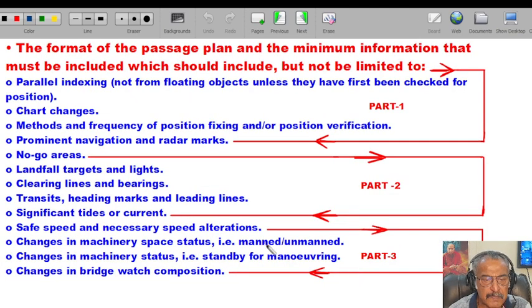Just to sum up, the first part was parallel indexing or CIR, which is not to be taken from floating objects, chart changes, methods and frequency of position fixing and of position verifications, and prominent navigation and radar marks. This was lecture number 53, part 1. In 54, I'll be going down the rung this way: no-go areas, landfall and lights, flaring lights and lines and bearings, transit heading marks and leading lines, and significant tides or currents. So I will be coming back to you, or I'll upload the next lecture, part 2, under lecture number 54.